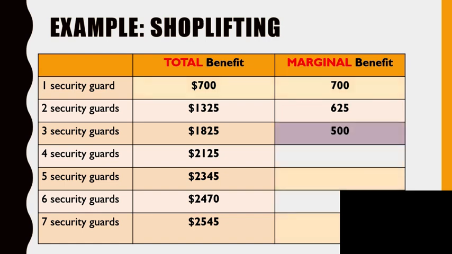All right, hopefully you see that the marginal benefit of the third guard is $500. The marginal benefit of the fourth guard is $300. The fifth guard is $220. The sixth guard, $125. And the seventh guard, $75. We do see diminishing marginal benefits here, right? For each additional guard, we're starting to have smaller and smaller benefits in terms of reducing theft by some amount, but it's getting smaller and smaller and smaller. The impact of additional guards is falling.